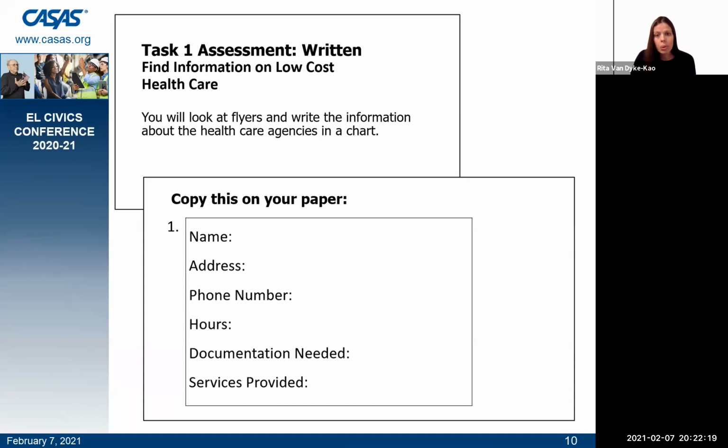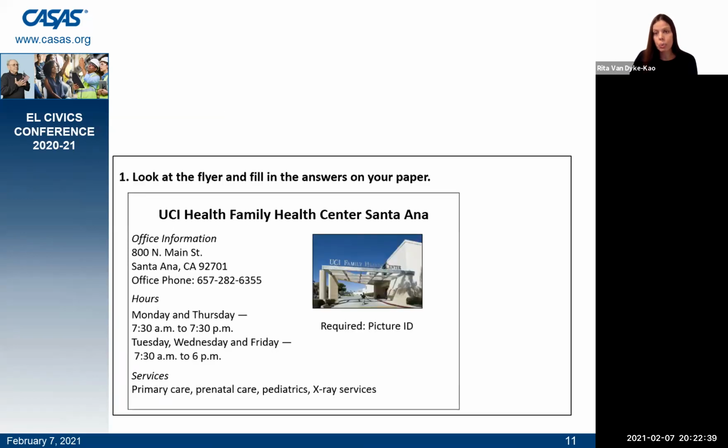So the example here, number 1, we want them to copy the chart on their paper. So for this one: name, address, phone number, hours, documentation needed, and services provided. So for advanced, they need to come up with these 6 pieces of information. So here would be the flyer that we would show the student on their PowerPoint. Look at the flyer, fill in the answers on your paper. So they're scanning, okay, what's the name? What's the phone number? What are the hours? And they're writing it down on their paper at home.